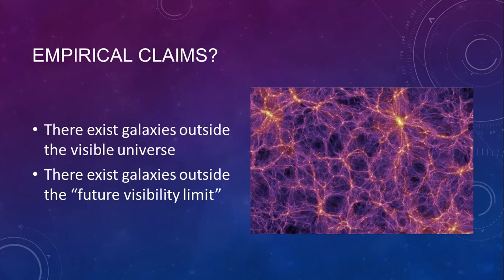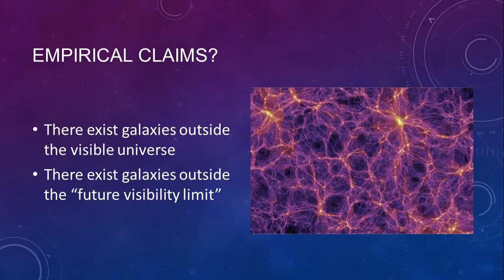So here's an empirical claim. There exist galaxies outside of the visible universe. This is supposed to be, you can't see it, but it's one of those maps of the simulation of the large structure of the universe. So the visible universe is the universe that is close enough for light to have reached us since the Big Bang. So a very large volume of the universe, but as far as astronomers can tell, it's not the whole universe. So there are areas outside the visible universe that we cannot see in principle, right? Just according to physics.